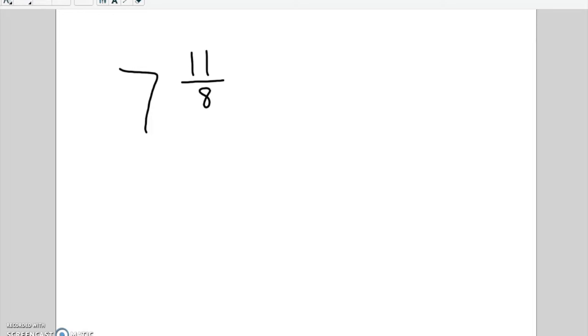And so, when we do this, you might get weird answers like this. A whole number and an improper fraction. Well, we don't usually leave it this way. Okay, it'd be kind of weird to leave it this way. So what we have to do is turn this into a mixed number in simplest form. Okay? So, first we look at 11/8.